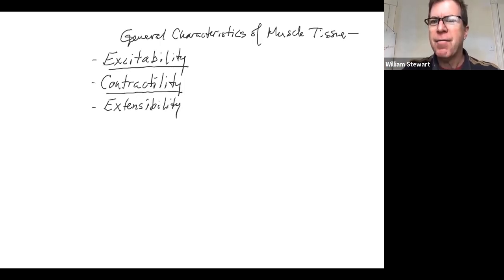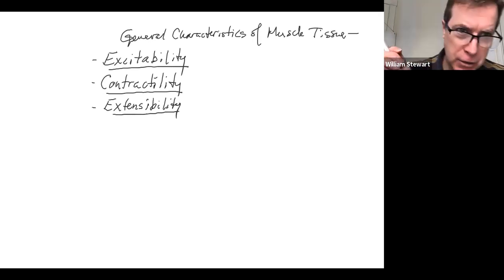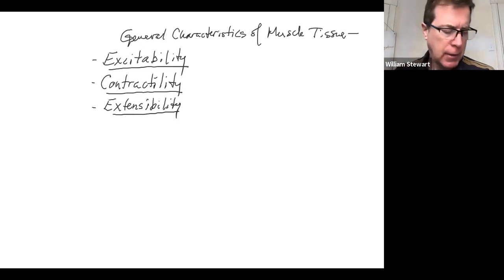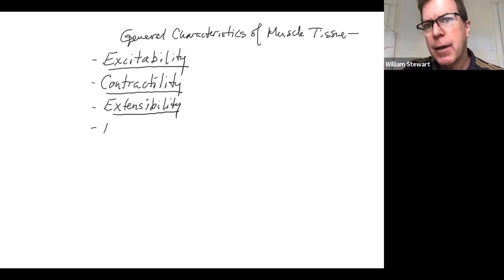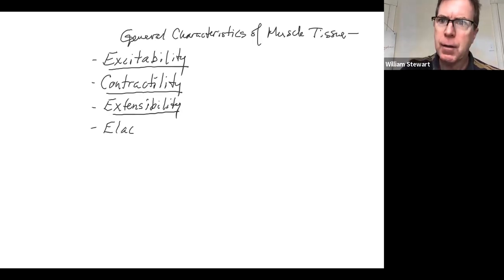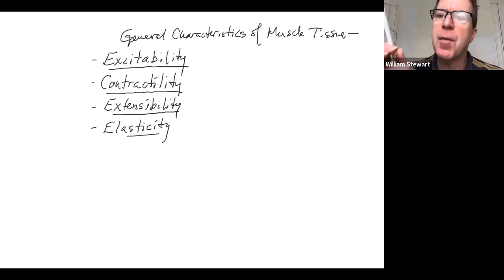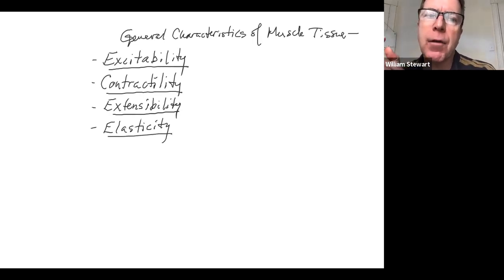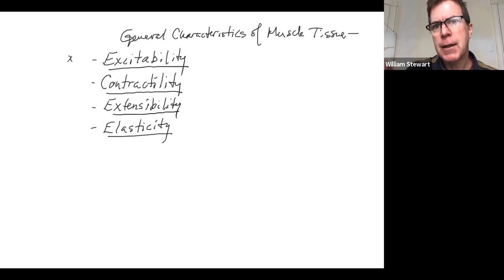That means they have the ability to stretch. This tissue in these cells can be stretched. And finally, what's related to that extensibility is elasticity. Elasticity means they have the ability to recoil or snap back to their original shape or length after they've been stretched. So the three E's and the one C are general characteristics of muscle tissue.